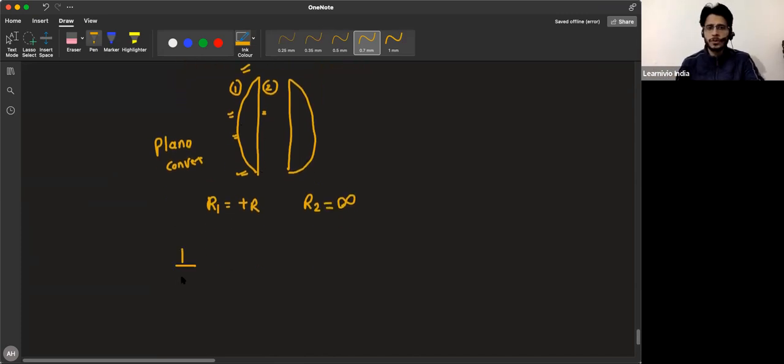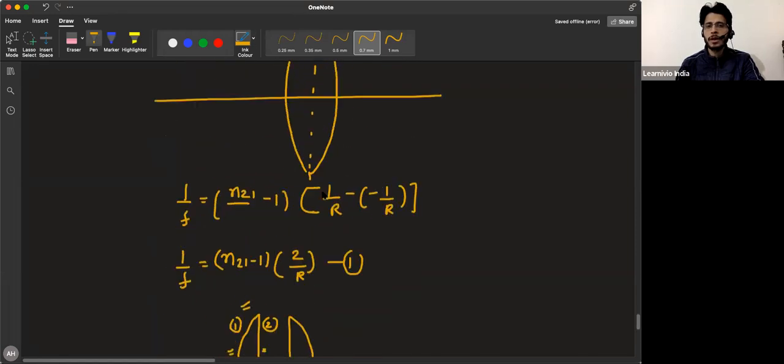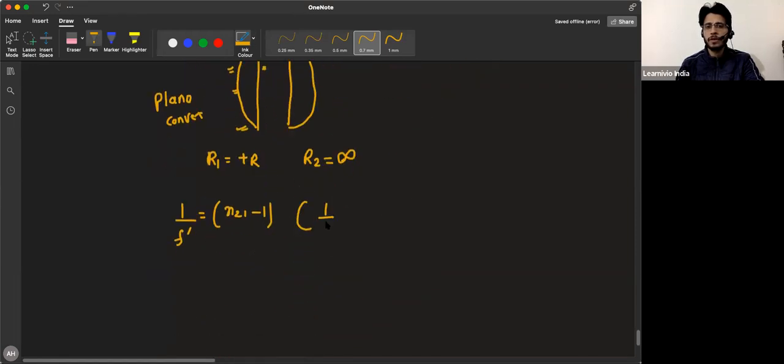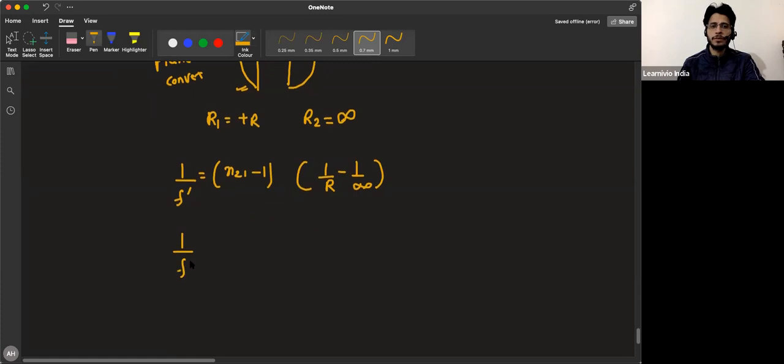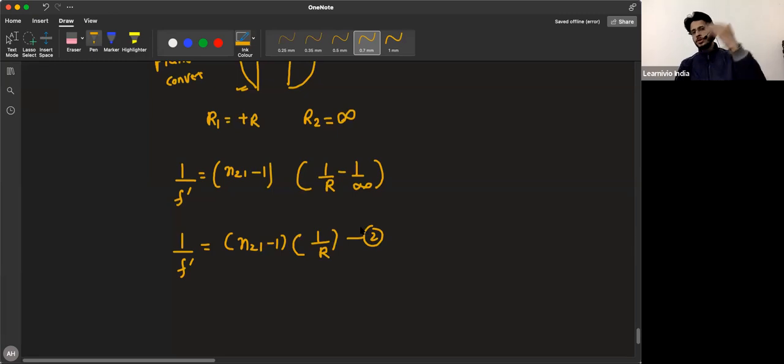Now let's substitute these values in the lensmaker formula. 1 by f prime is (n21 minus 1) into (1 by r1 minus 1 by r2). Instead of 1 by r1, you will write 1 by R. Instead of r2, you will write infinite. So you get 1 by f prime is (n21 minus 1) into 1 by R. That's equation number 2.